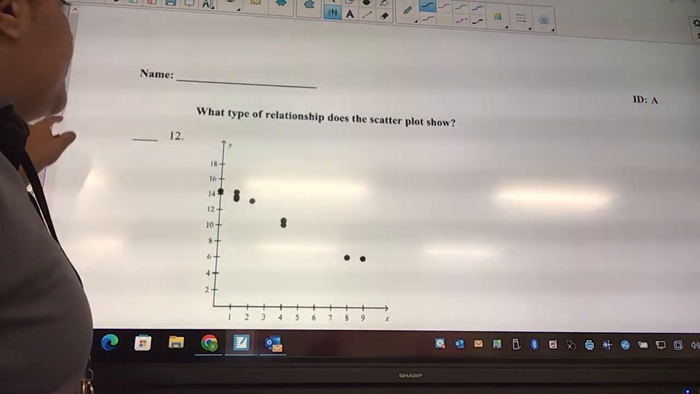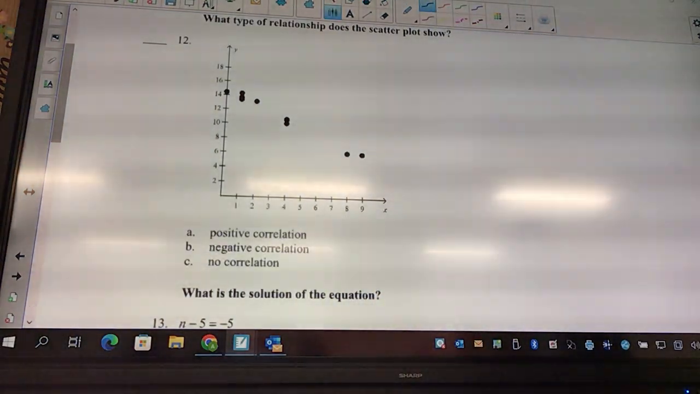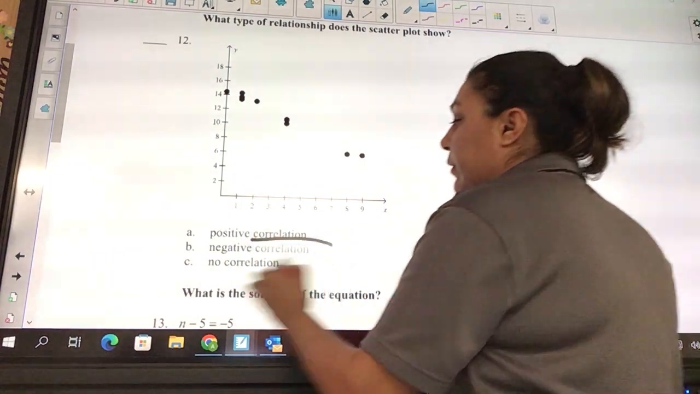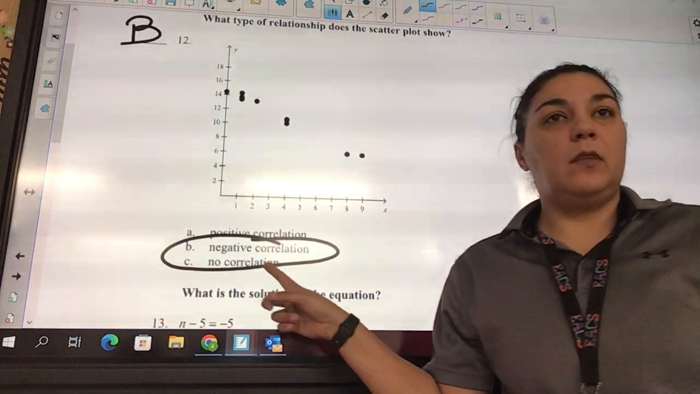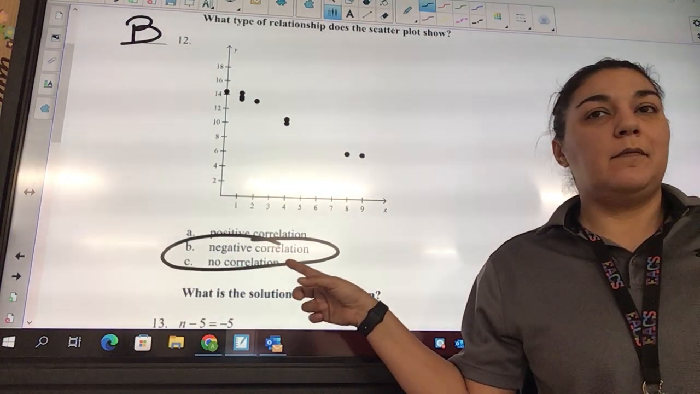Okay, 12. What type of relationship does the scatter plot show? Positive, negative, or none? It is definitely negative. Okay, now, see how I circled? What is mine circled on? B and C.